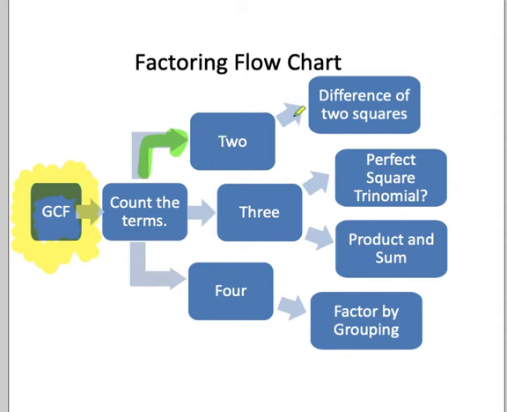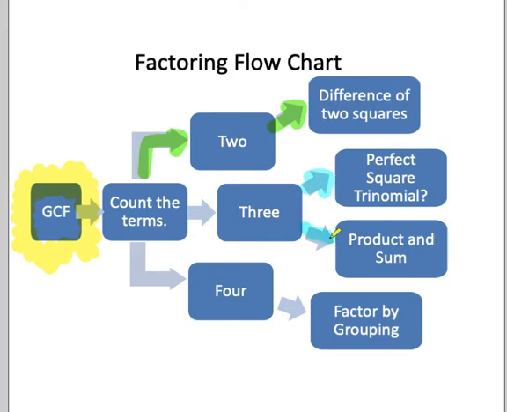If you have two terms, chances are likely, or you're at least going to want to check, whether you have a difference of two squares. And we'll look at what that is in just a moment. If you count the terms and you've got three terms, then you might have something called a perfect square trinomial, which would be a nice pattern, and you could probably do that mentally.